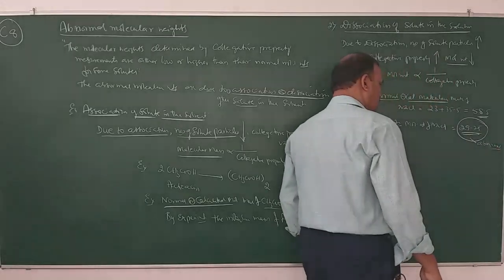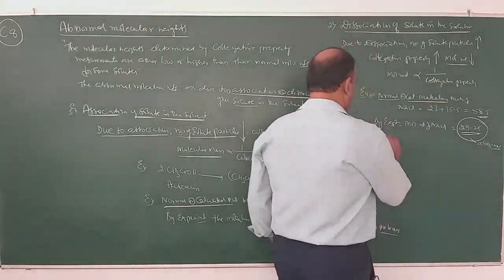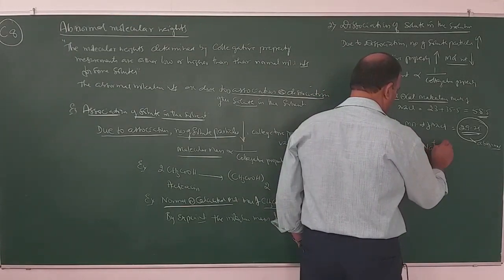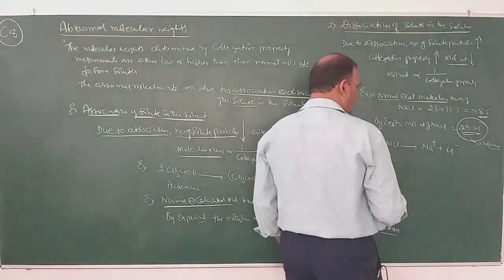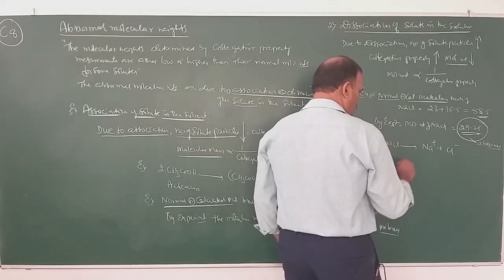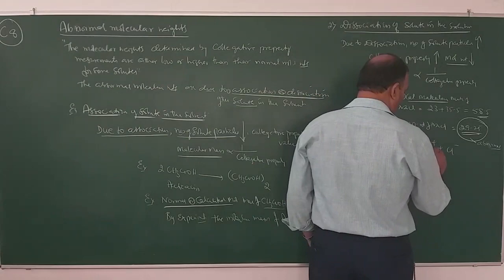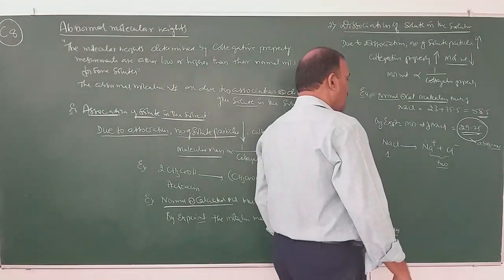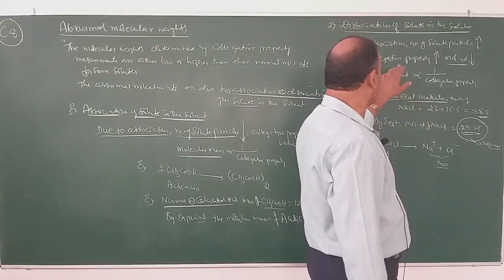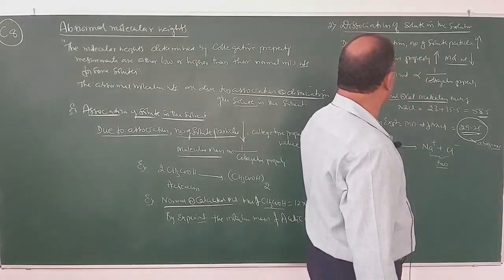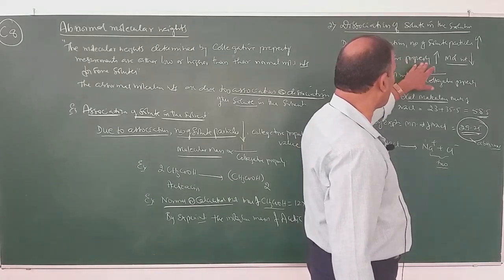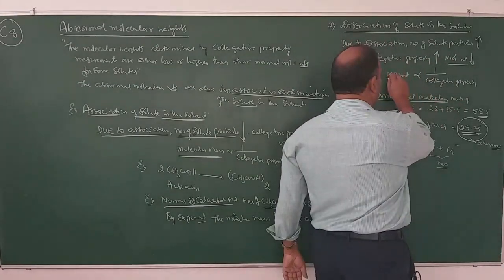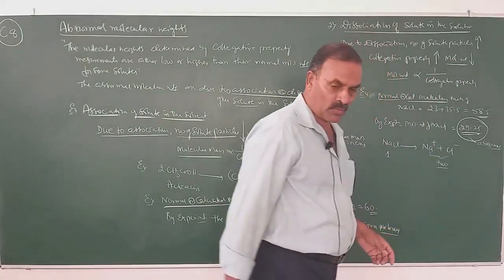This molecular mass is called abnormal molecular mass. This is because when sodium chloride is dissolved in water, it dissociates into Na+ and Cl-. So if you add one molecule, it splits up into two ions. So the number of particles in the solution increases. When the number of particles increases, the colligative property value increases, and molecular mass decreases, since molecular mass is inversely proportional to colligative property.